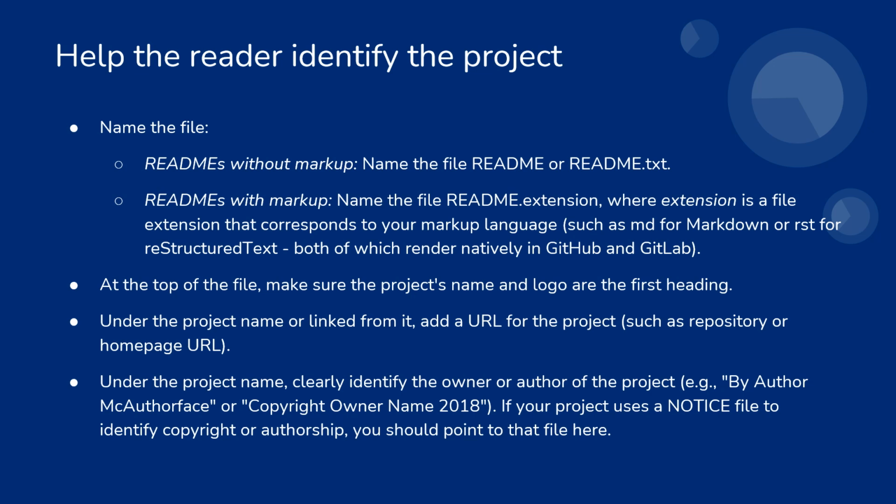First, help your readers identify your project. Create a file named README using either plain text or a markup language. At the top of the file, make sure the project's name and logo are the first heading. Under the project name or linked from it, add a URL for the project, such as a repository or homepage URL. Underneath the project name, clearly identify the owner or author of the project. If your project uses a notice file to identify copyright or authorship, you should point to that file here.